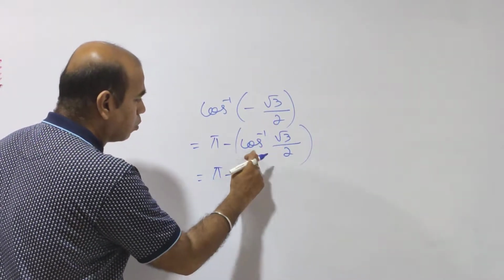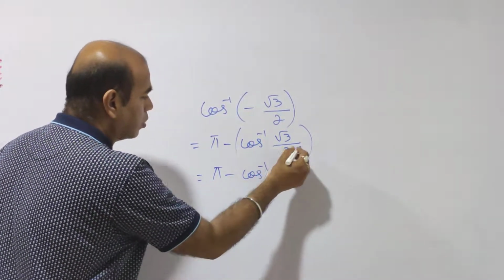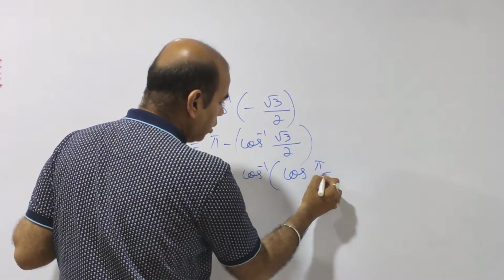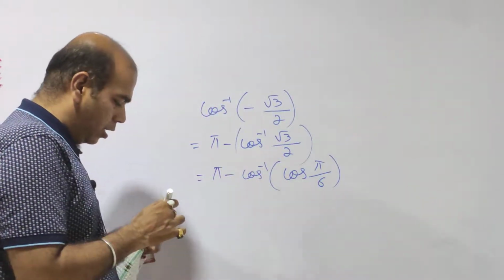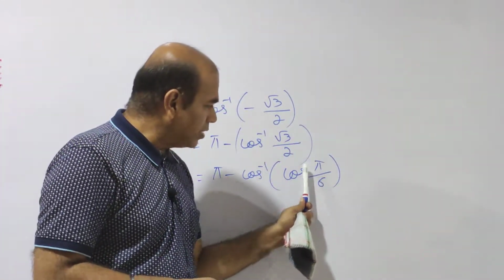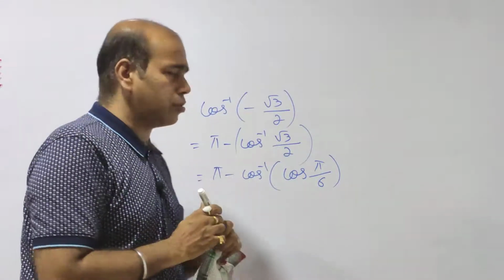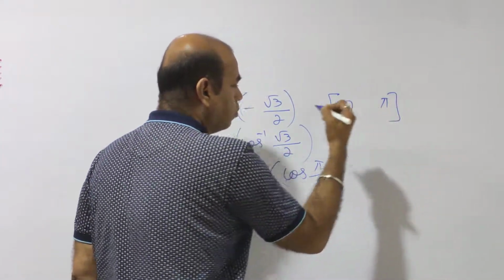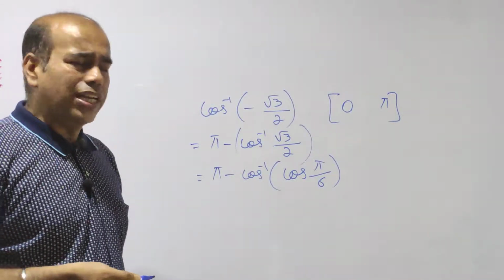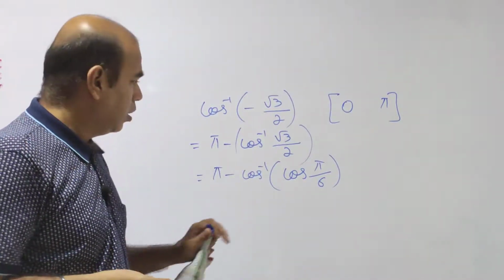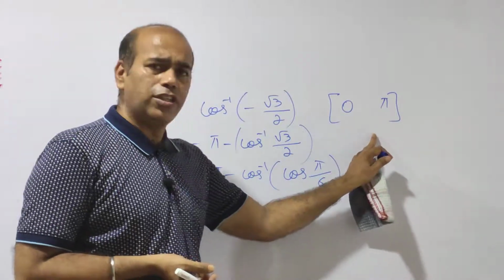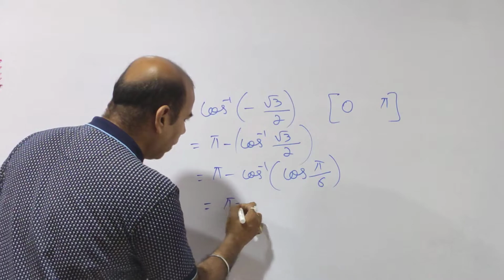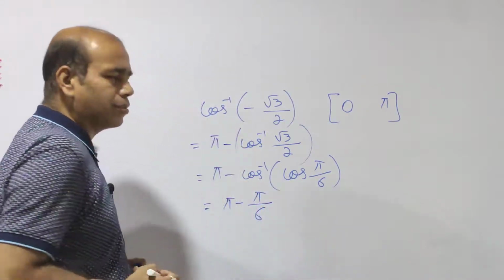Now pi minus cos inverse of root 3 by 2. Since cos 30 degrees is root 3 by 2, this is pi by 6. Now pi by 6 is in the range of cos. The range of cos is the closed interval 0 to pi. That means pi by 6 falls in the range of cos, so cos inverse and cos are removed, giving pi minus pi by 6.